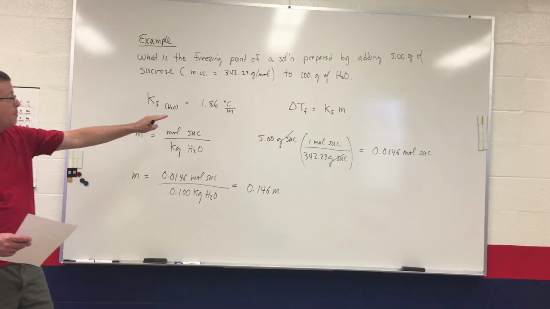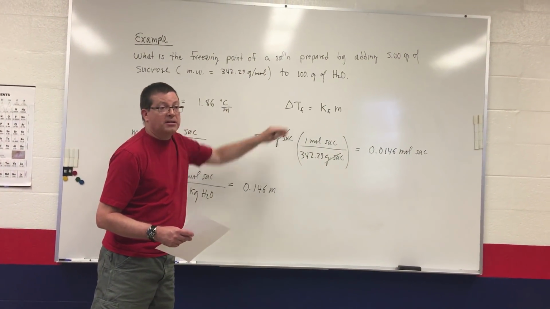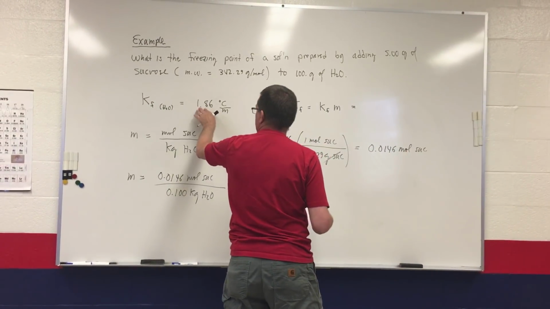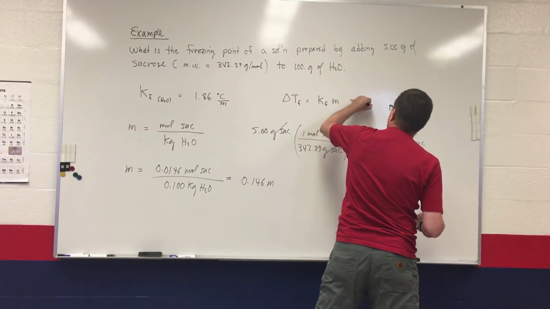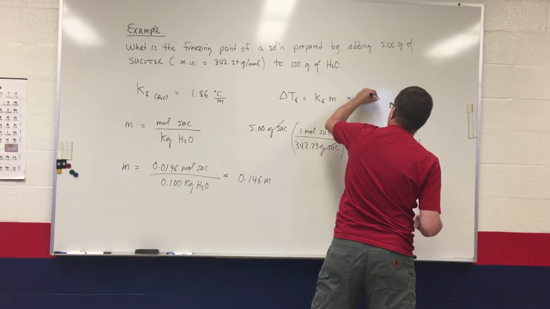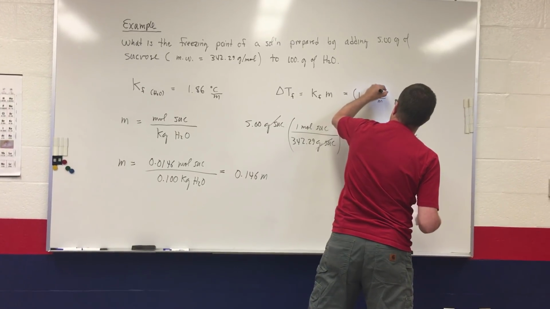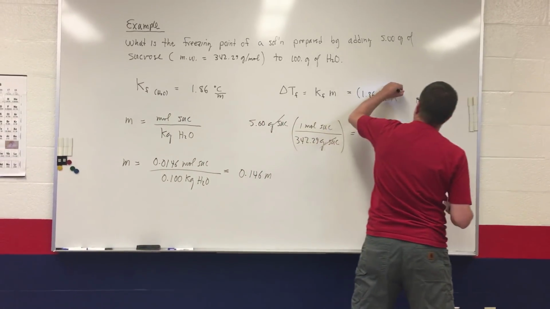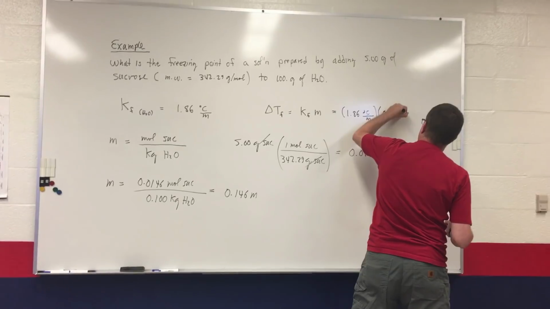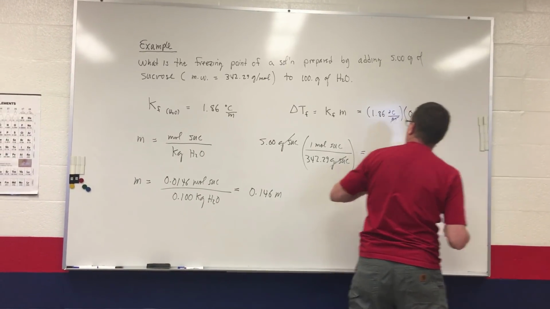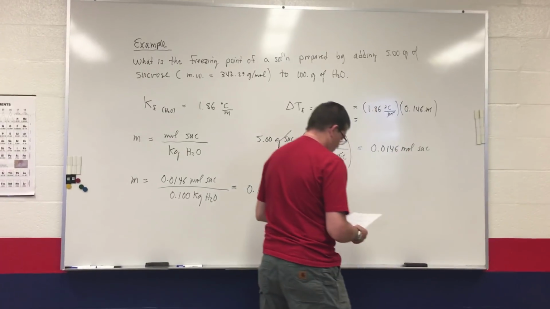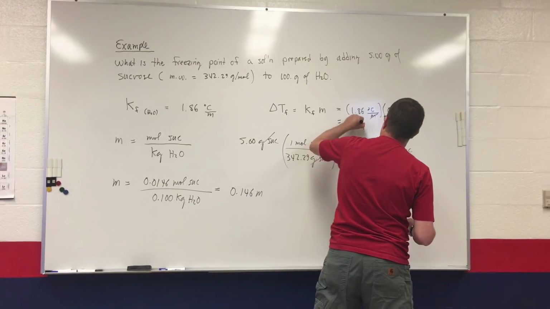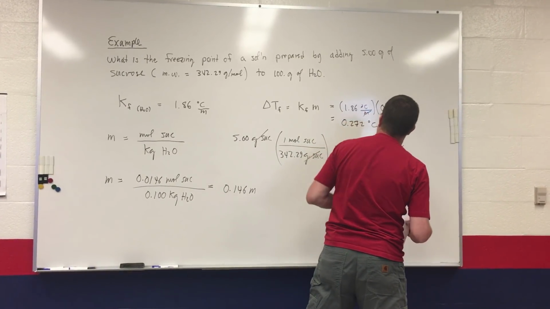So now I'm in a position to come back around and calculate my magnitude of my freezing point depression. All right, so I'm going to take my constant, which is water specific. So that's going to be 1.86 degrees Celsius per molal. Multiply that by the molality, which I have here, 0.146 molal. We see that the molals cancel, and what I'm going to end up here with when I do the calculation is 0.272 degrees Celsius. Again, to 3 significant figures.